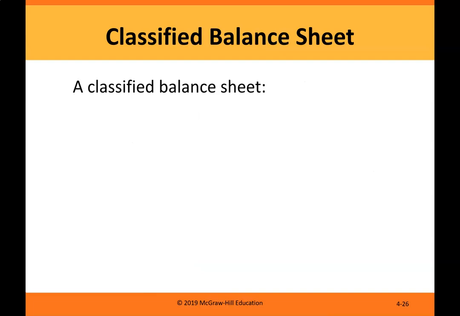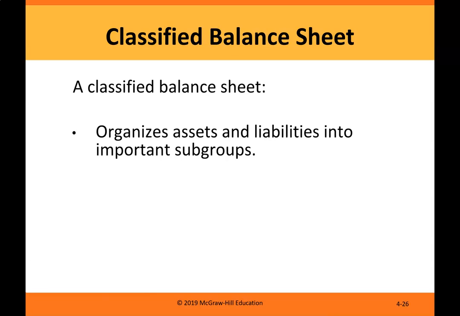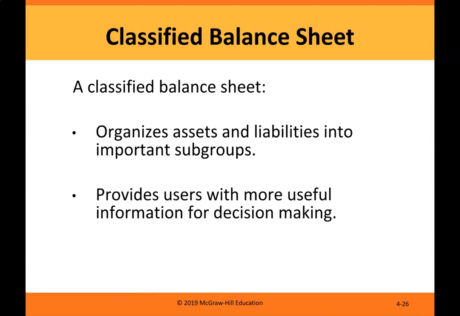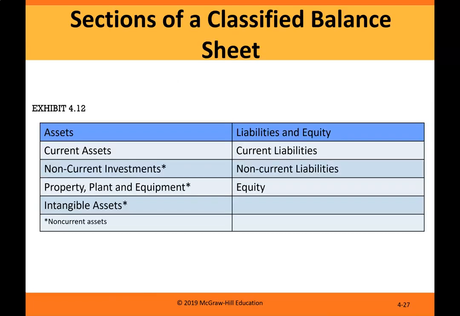Classified balance sheet. A classified balance sheet organizes assets and liabilities into important subgroups. It provides users with more useful information for decision making. Exhibit 4-12. Assets. We have current assets. Then we have our non-current assets, and our non-current assets are non-current investments, property, plant, and equipment, and intangible assets. Then with our liabilities and equity, we have current liabilities and non-current liabilities and our equity.